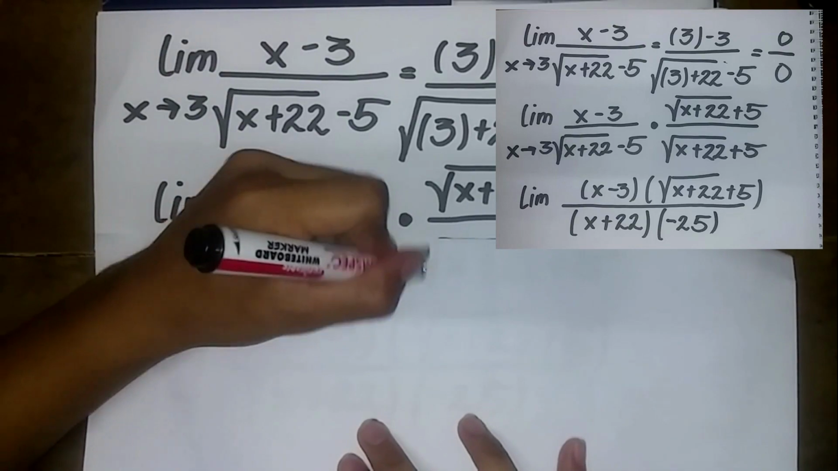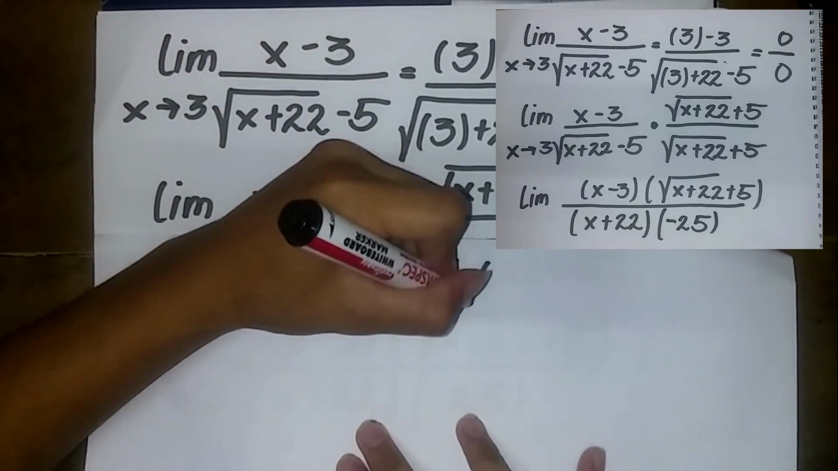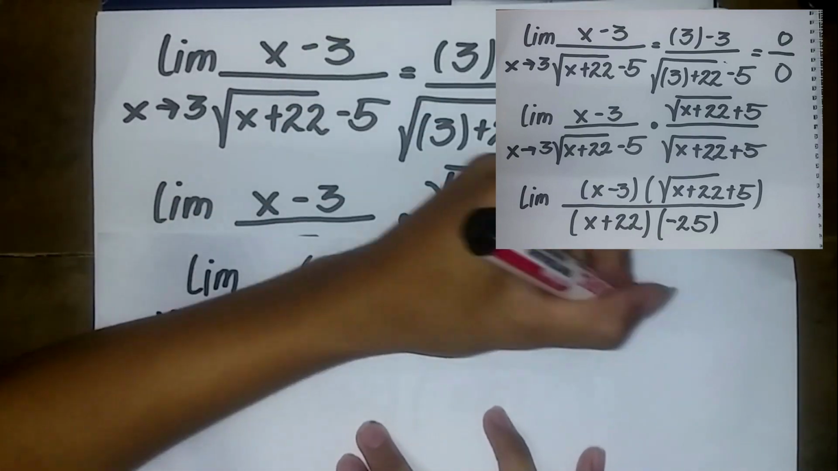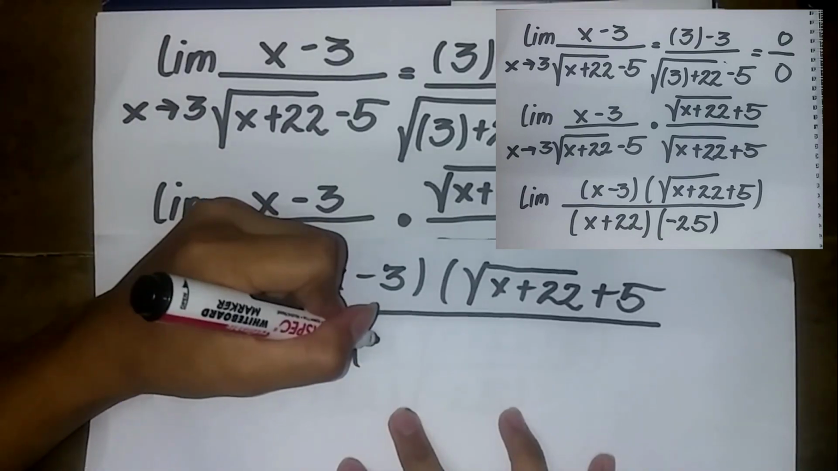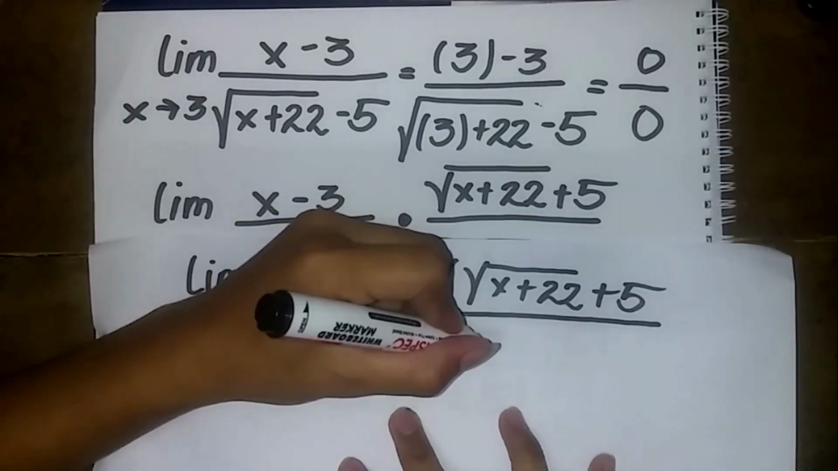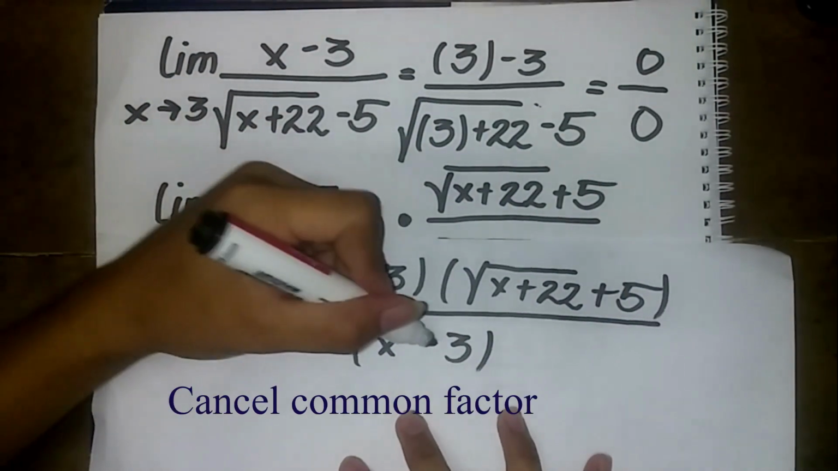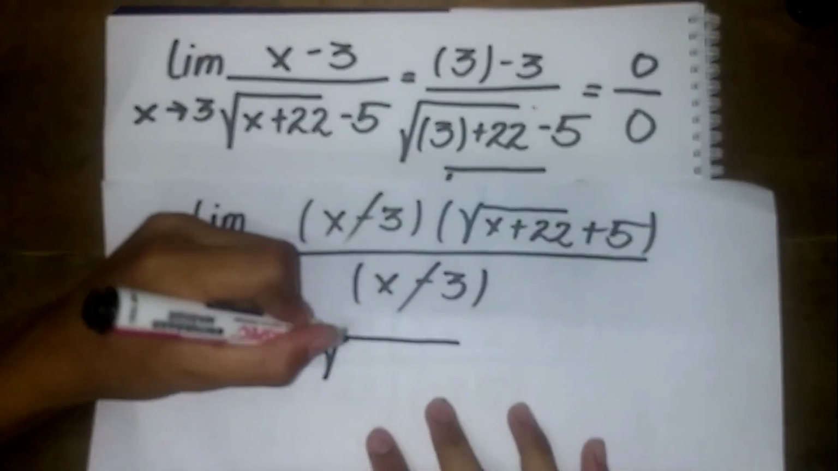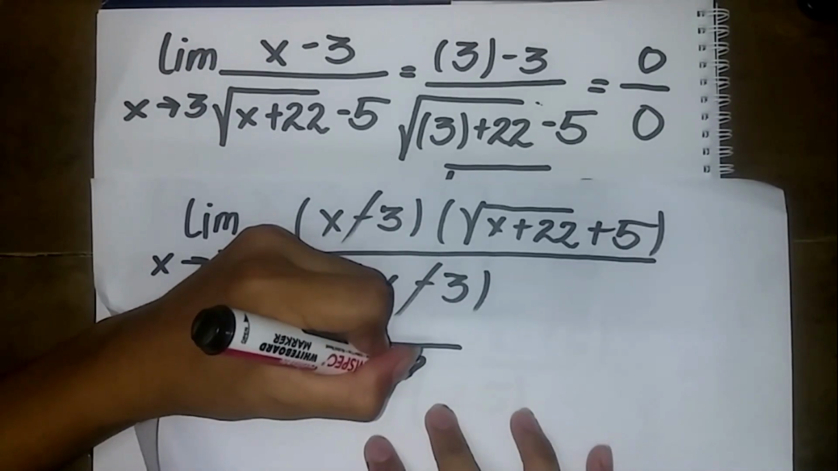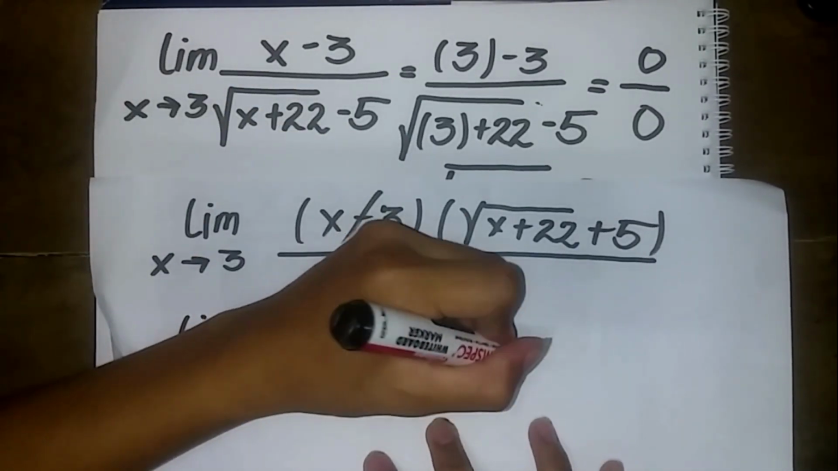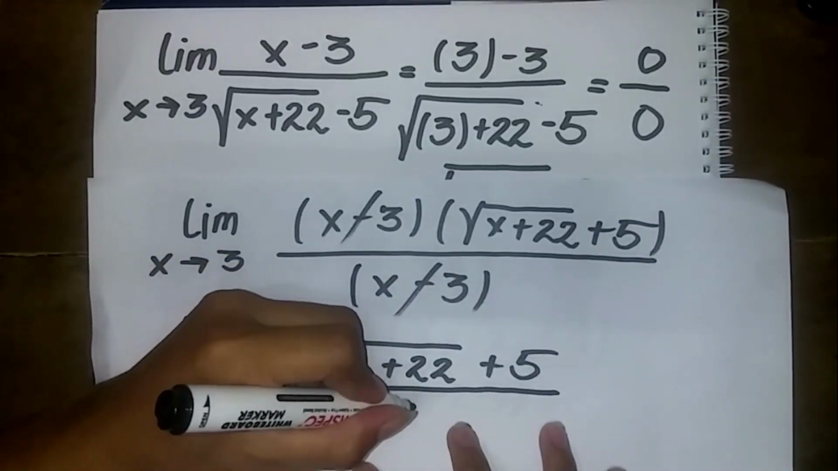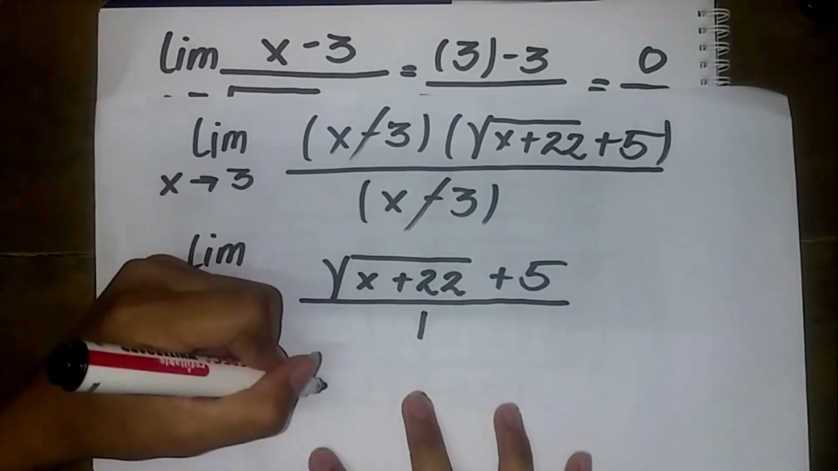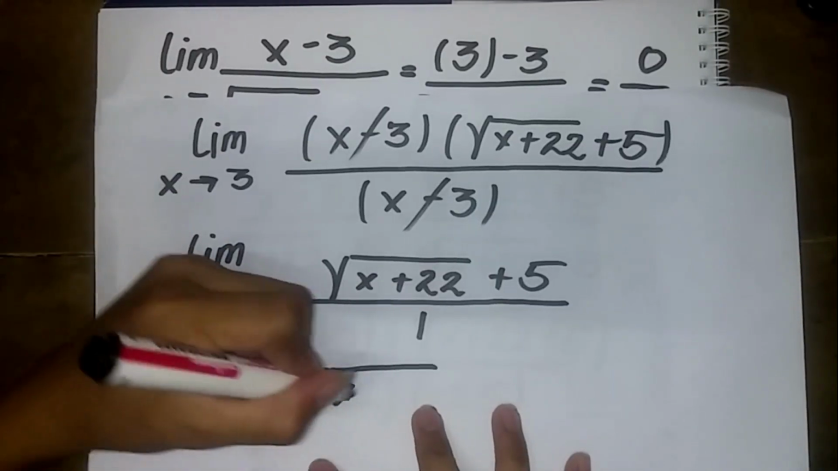The limit of x minus 3 multiplied by the square root of x plus 22 plus 5, over x plus 22 minus 25. Then we come up with x minus 3. Then we're going to cancel the common factor. What's left is the square root of x plus 22 plus 5 over 1, or simply, the square root of x plus 22 plus 5.